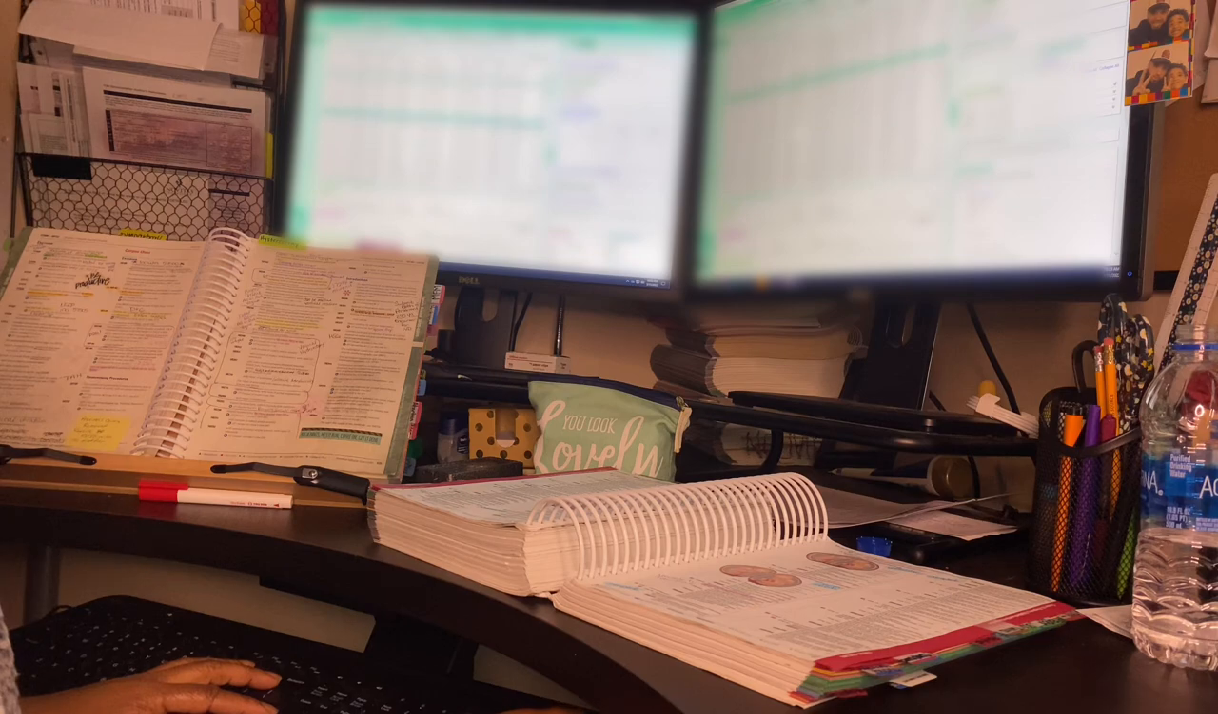I'm not sure how far we are in this power hour, but I think I might have about 20 minutes left. So that's why I'm trying to just do procedures instead of diagnosis only.